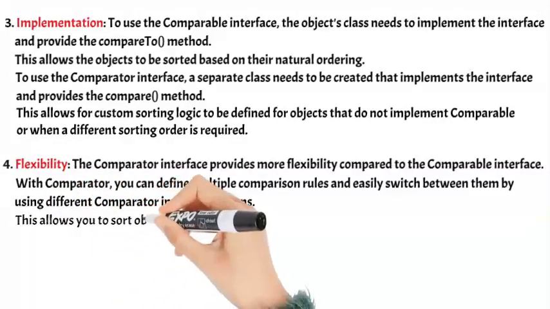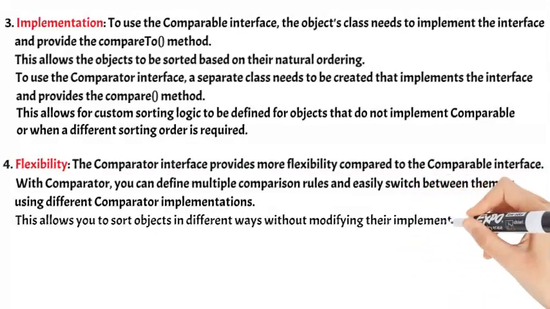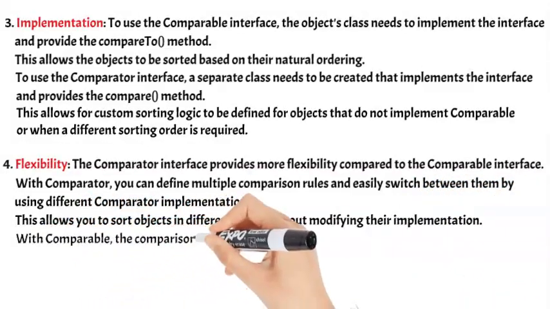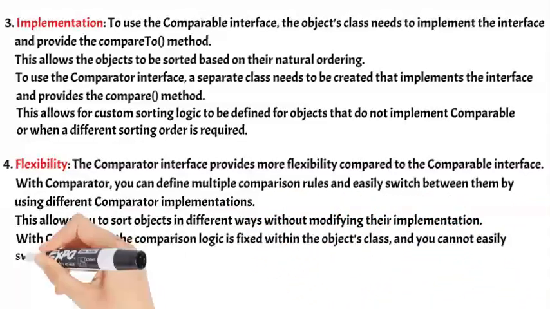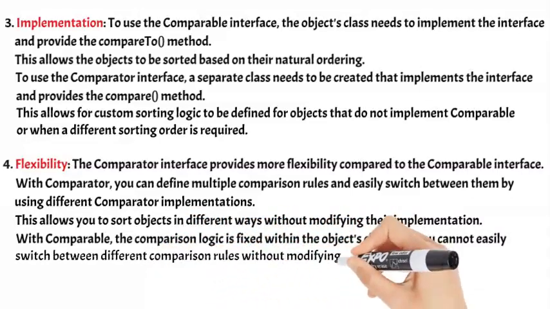This allows you to sort objects in different ways without modifying their implementation. With Comparable, the comparison logic is fixed within the object's class, and you cannot easily switch between different comparison rules without modifying the class itself.